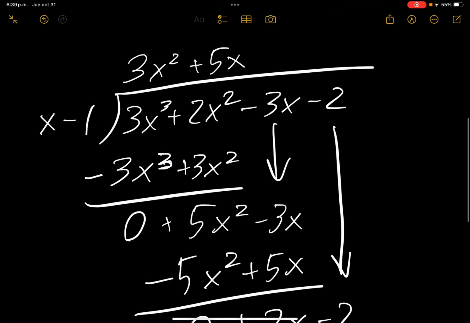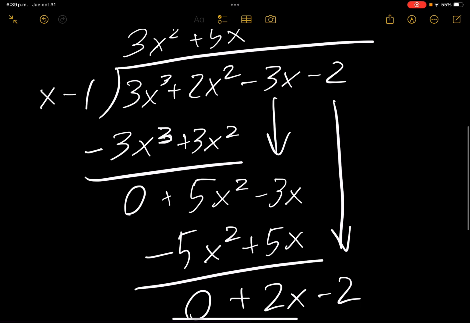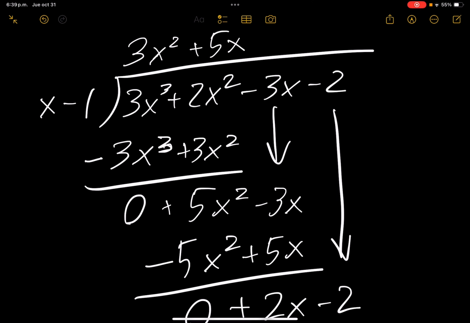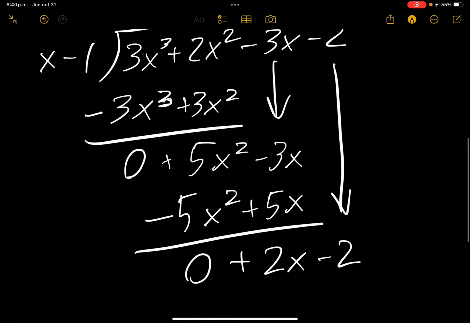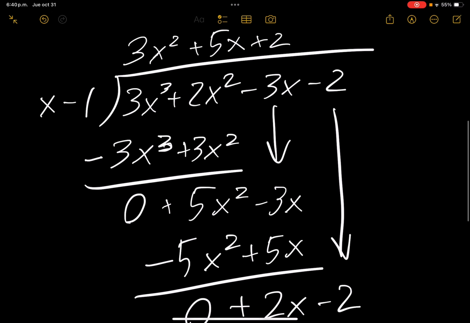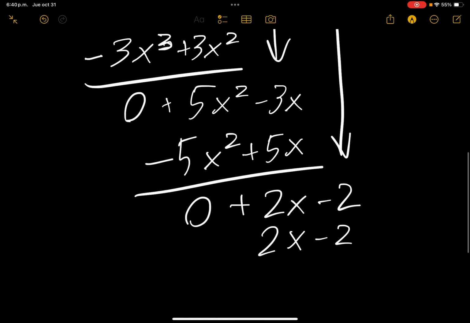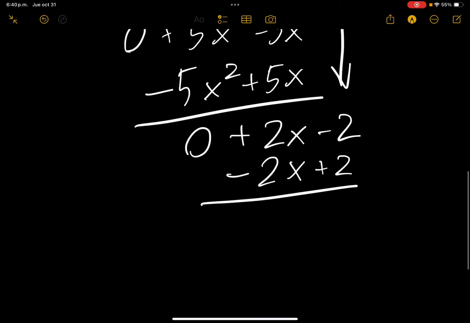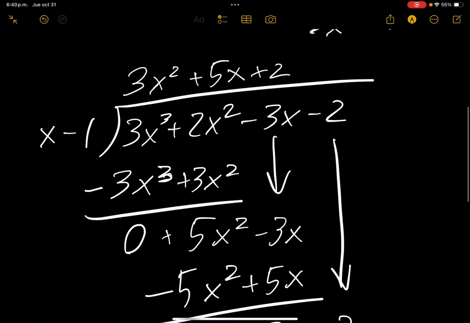Now, what do we multiply x by to get 2x? That would just be 2. So we write plus 2. And we go, 2 times negative 1 now is negative 2. Subtract them both. This leaves us with a big old 0 for everything.